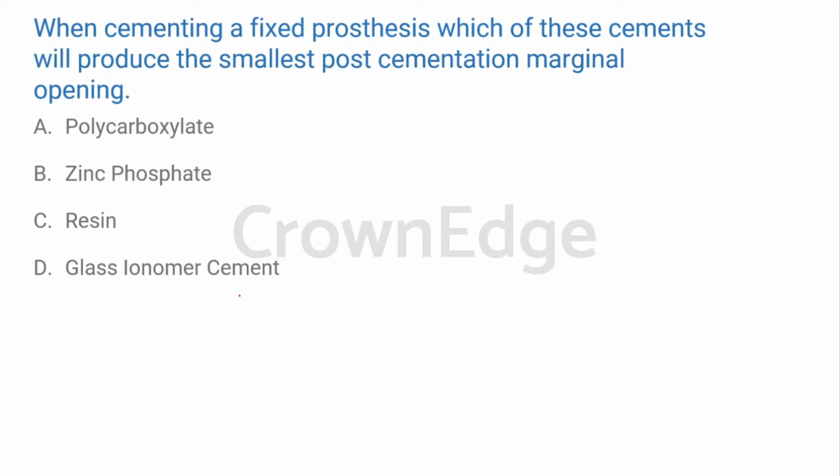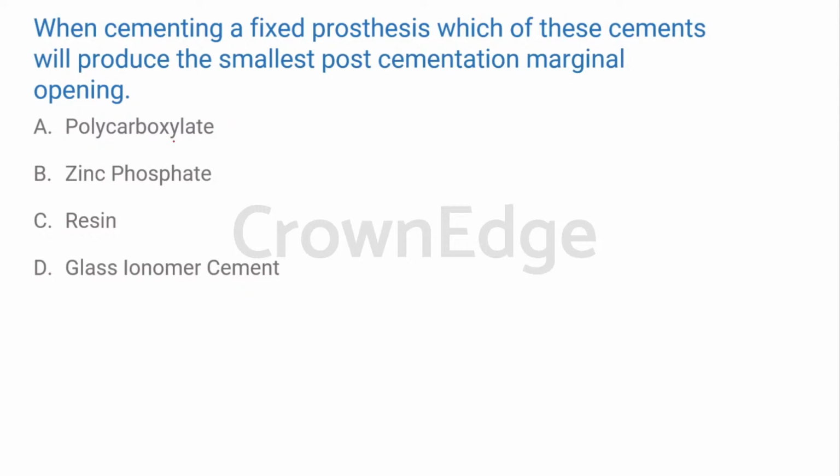So ideally, questions nowadays about polycarboxylate and phosphate cements are pretty few. They have now evolved to the resin-based cements. Still, I will discuss the basics slightly. The question goes: when cementing a fixed prosthesis, which of these cements will produce the smallest post-cementation marginal opening?